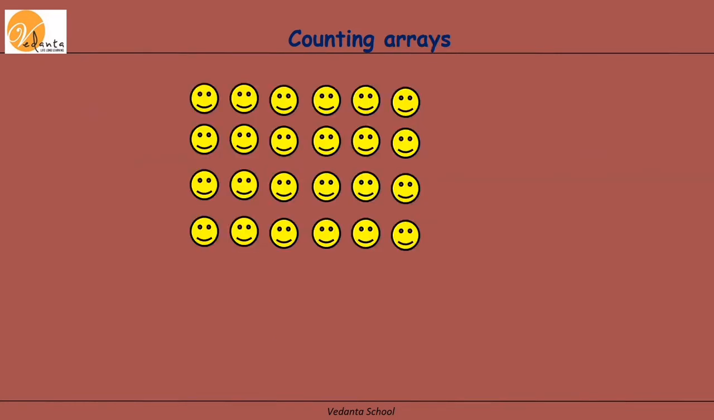Now, let us try to find how many smileys are there in this array. Okay, there are a lot of smileys. First, you just have to do a simple method. You will count the number of rows and you will multiply it with the number of columns. How many rows are there here? Yes, there are 4 rows.